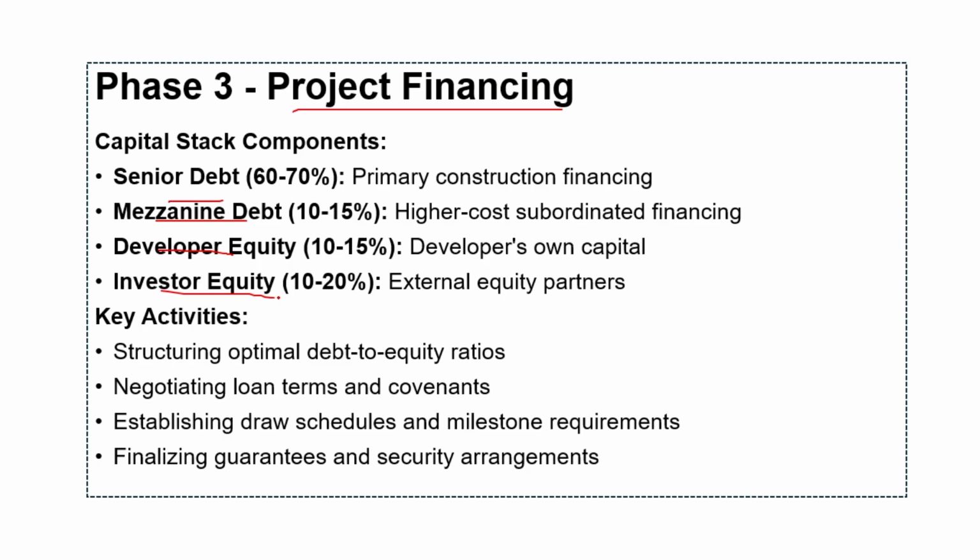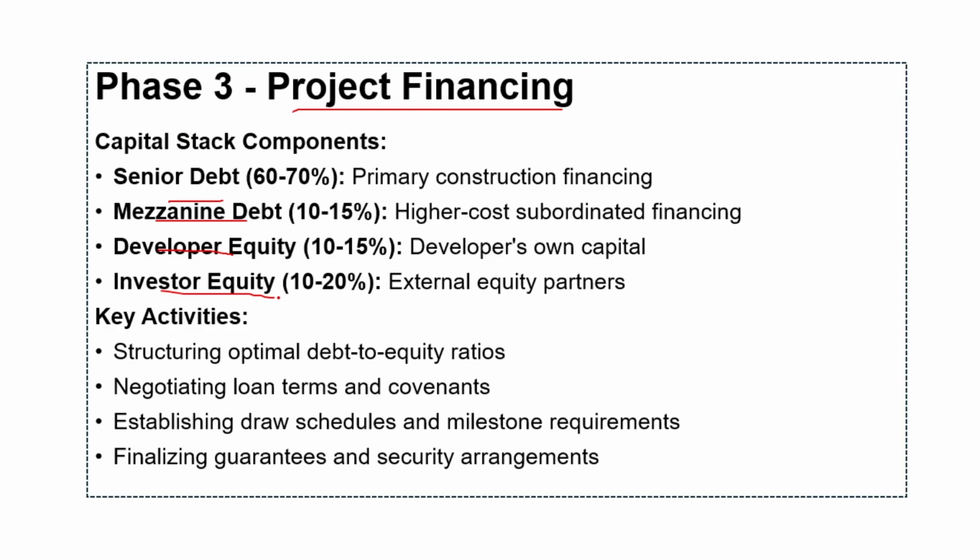So senior debt represents 60 to 70% of the financing, provides the lowest cost capital with first priority claim on project assets. Senior lenders typically offer construction financing that converts to permanent financing upon project completion. Mezzanine debt comprises 10 to 15% of financing, providing higher cost subordinated financing that fills the gap between senior debt and equity. And mezzanine lenders typically charge 15 to 20% interest and may receive equity participation in project returns.